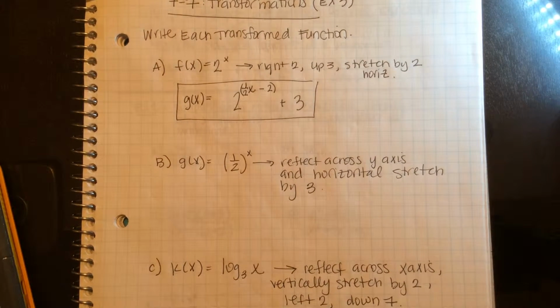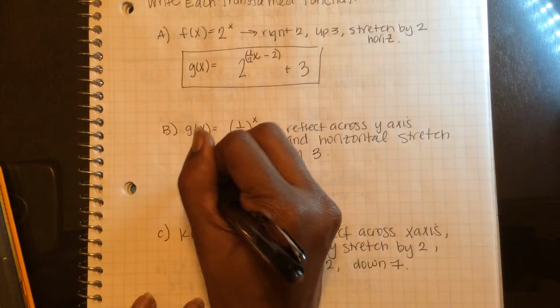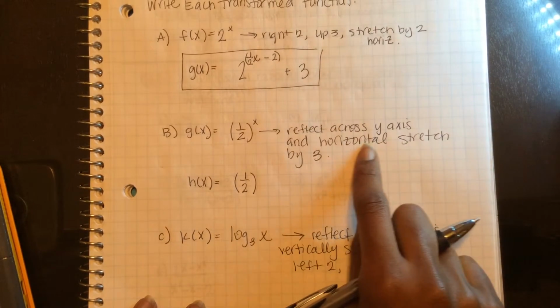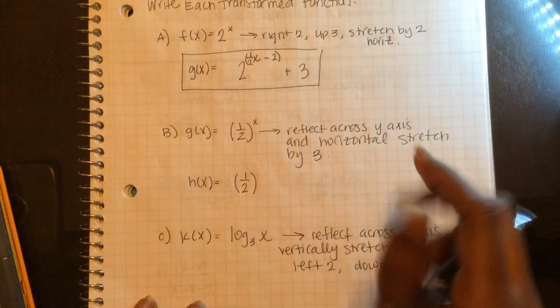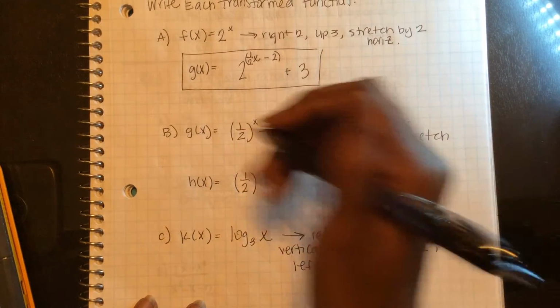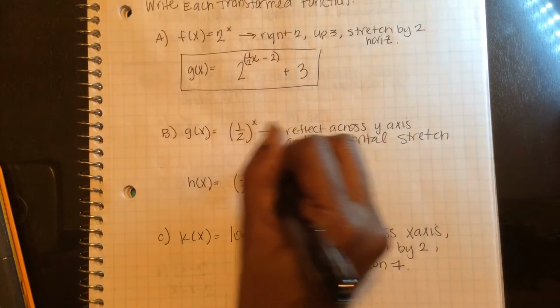So now in part B, g of x is 1/2 to the x. I want to reflect it across the y-axis and horizontally stretch by a factor of 3. So let's name this function now h of x equals 1/2. Now to horizontally stretch by 3, I'm going to have to multiply x by 1/3 and reflect across the y-axis. I need a negative x. So this is 1/2 to the negative 1/3 x.